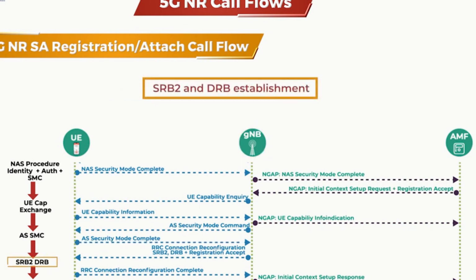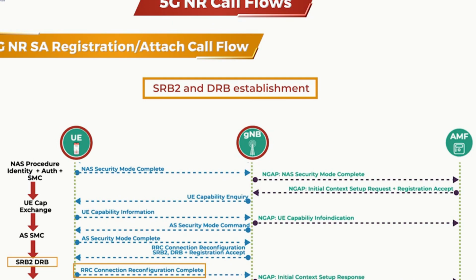Then comes SRB2 and DRB establishment. The gNodeB issues an RRC reconfiguration message to the UE to establish SRB2 and DRB. After SRB2 and DRB are successfully established, the UE replies to the gNodeB with an RRC reconfiguration complete message. The gNodeB signals the successful setup of DRB with initial context setup response message to the AMF.